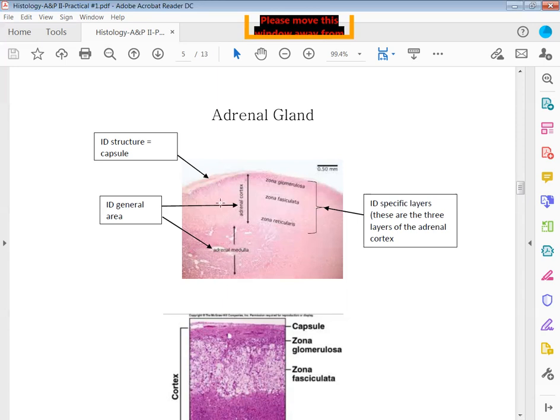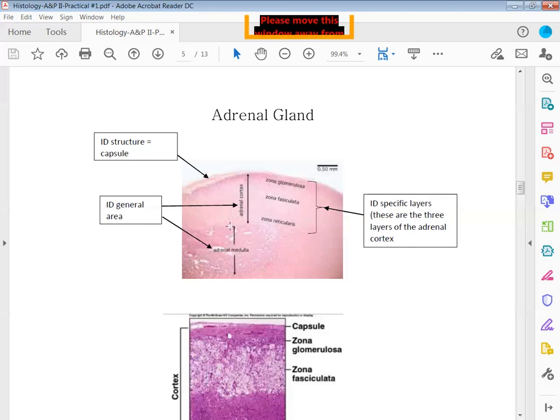So again, the cortex and the medulla are your general areas. But I can also ask you the specific layers that make up this adrenal cortex. You have this top layer called the zona glomerulosa, the light middle area called the zona fasciculata, and then the bottom layer of the adrenal cortex called the zona reticularis.